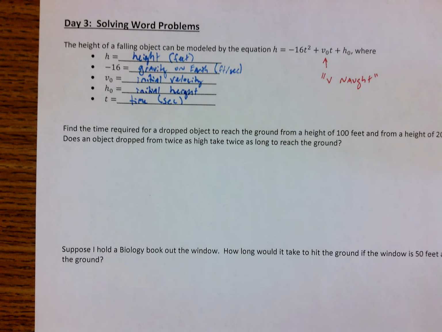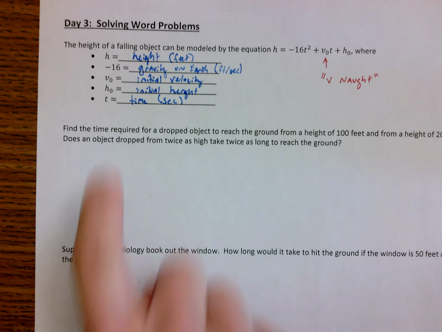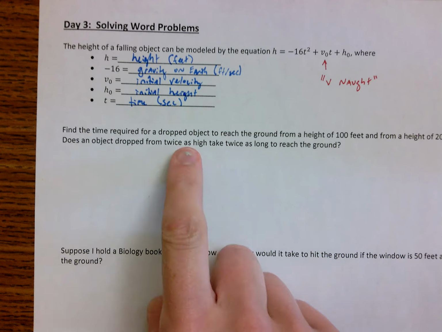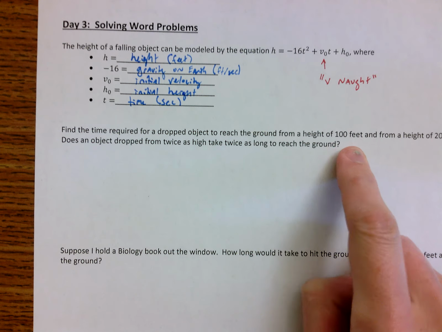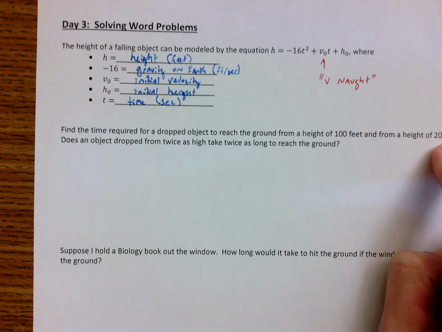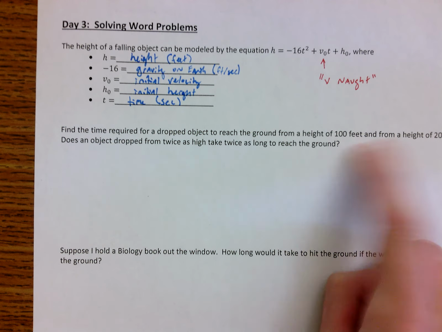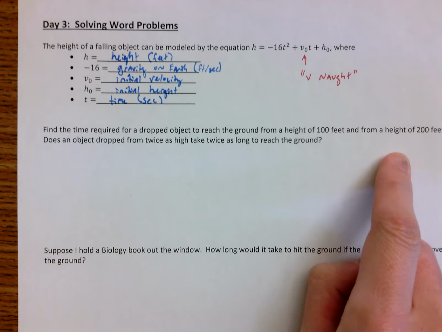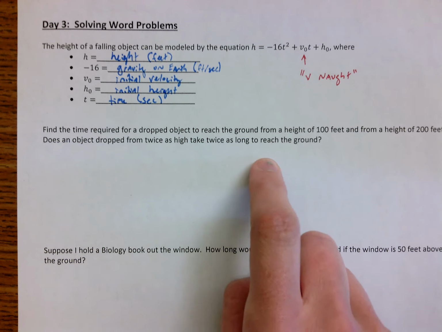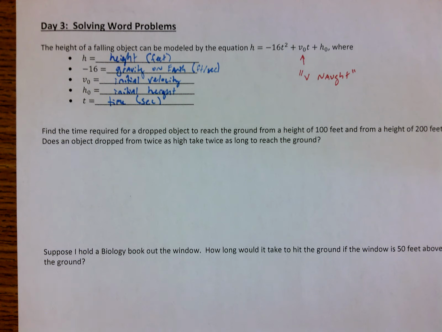Great. Now that we've got that established, we're ready to tackle some word problems. For right now, we are not going to deal with anything with an initial velocity. We are just dealing with dropped things. So this one is: find the time required for a dropped object to reach the ground from a height of 100 feet and then from a height of 200 feet. The height is twice as high, so the question is, is it going to take twice as long for it to reach the ground? Think about that to yourself for a second. Make a guess. Do you think it's going to take twice as long if it's twice as high?